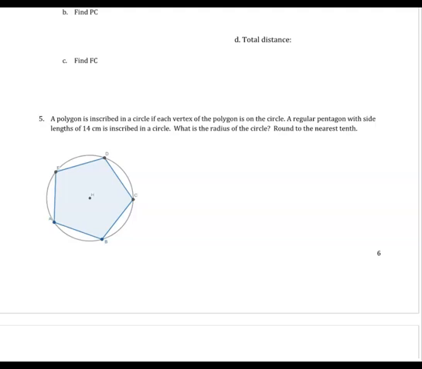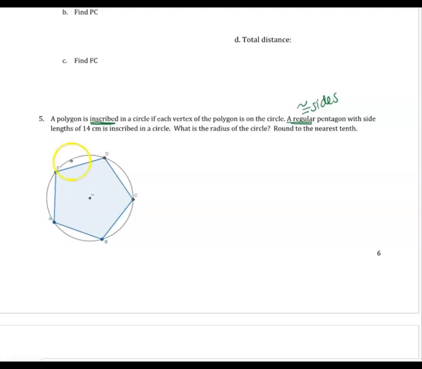A polygon is inscribed in a circle if each vertex of the polygon is on the circle. So they're just defining the picture you're looking at. Inscribed means it's inside the circle, and each vertex is on the edge of the circle. A regular pentagon, meaning all sides are congruent, with side lengths of 14 centimeters is inscribed in a circle. What is the radius of the circle? And round to the nearest tenth.